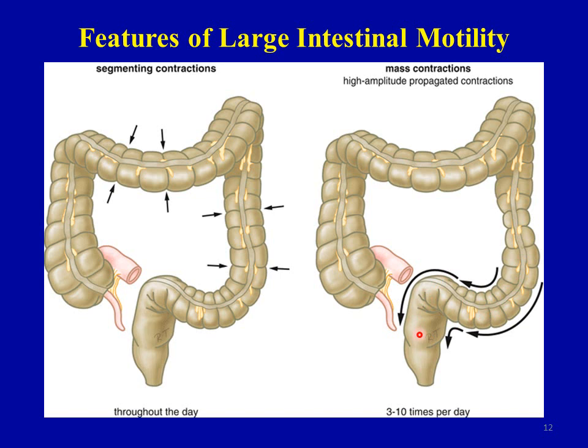the initiation of the defecation reflex, because they will push the fecal material into the rectum, and once the rectum is distended, the defecation reflex will be initiated. So as you see, the mixing movements happen throughout the day. The mass movements happen 3 to 10 times per day, and usually they succeed in initiating the defecation reflex 1 to 3 times per day, as we'll see in the defecation reflex.